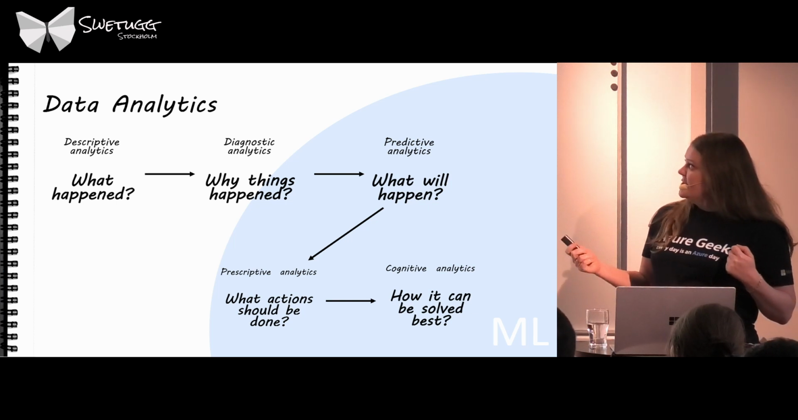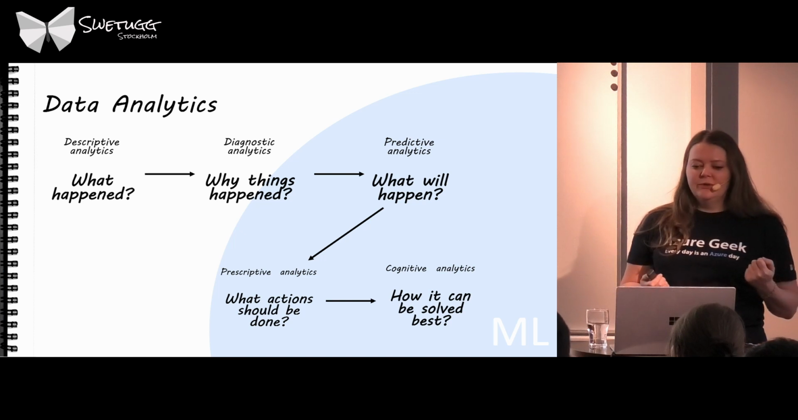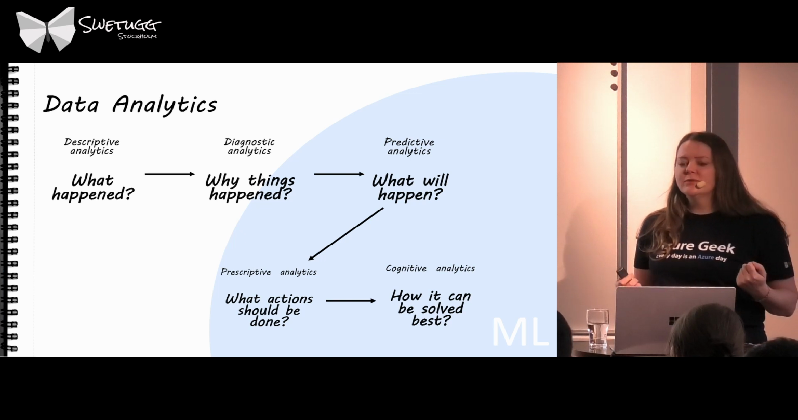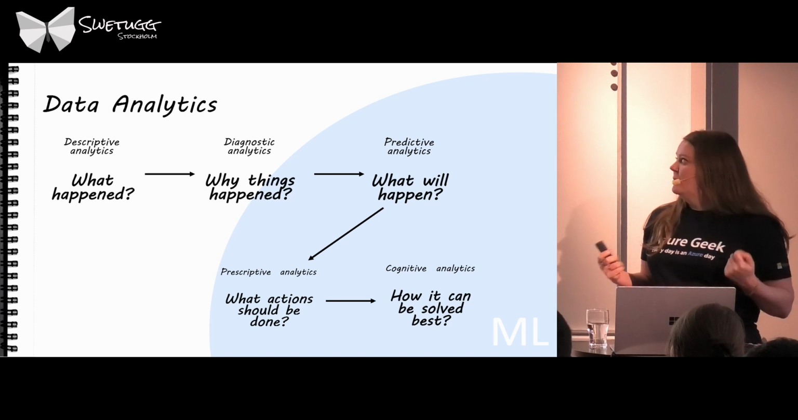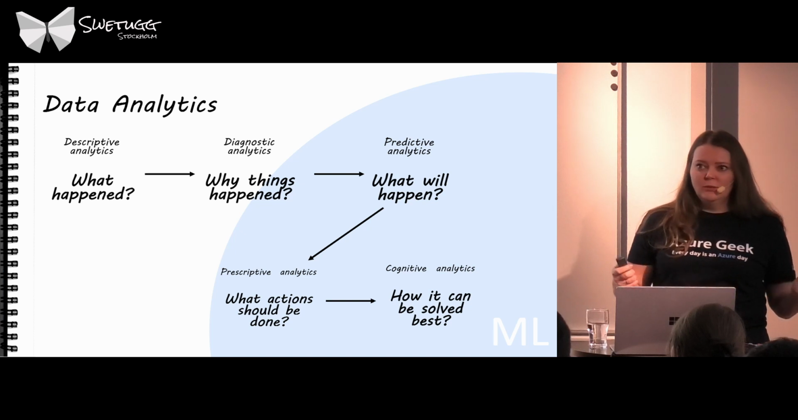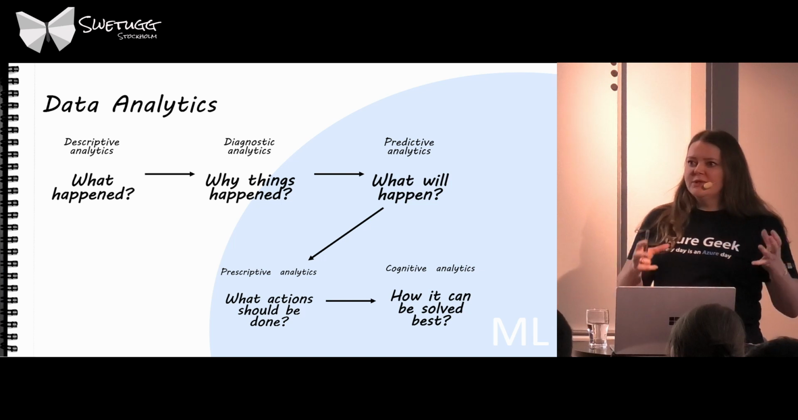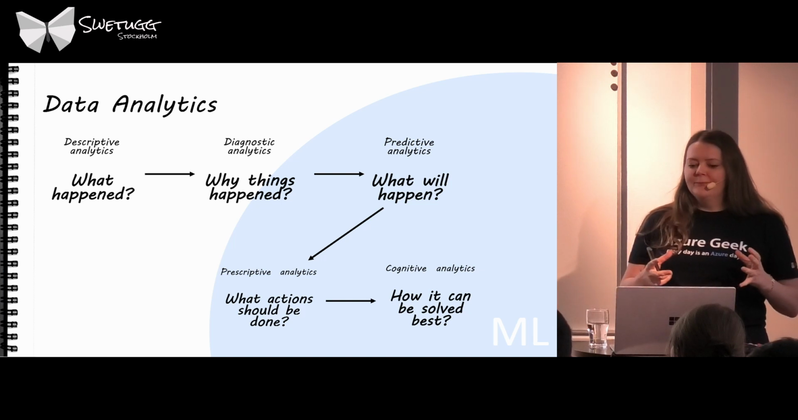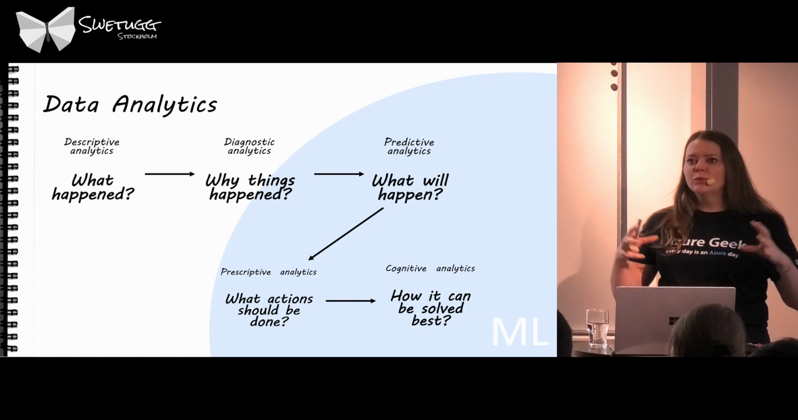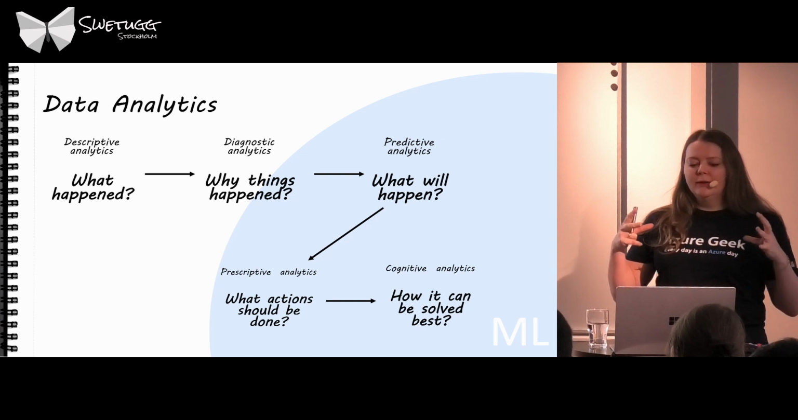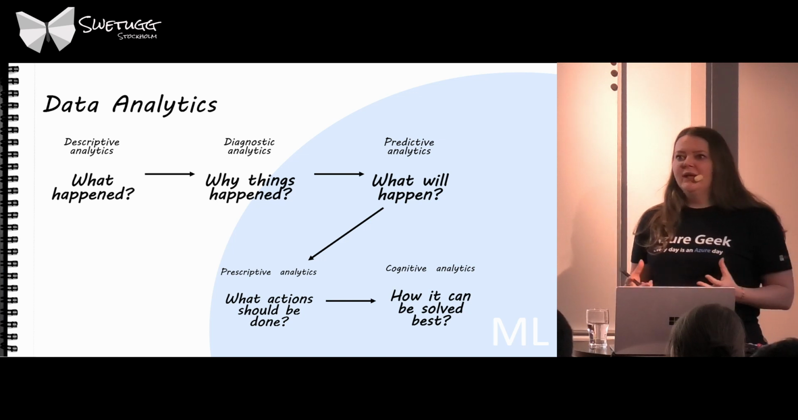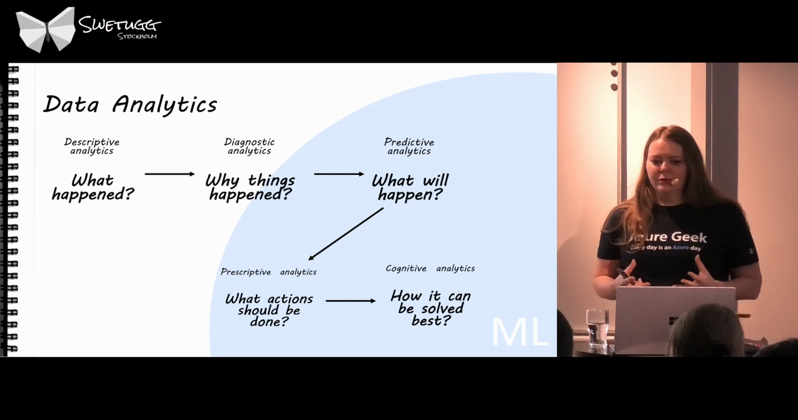First and simplest is descriptive analytics. It can help us to answer the question, what has happened? We gather data, we have historical data, and we summarize, aggregate, and understand what's going on. And we can make decisions about the future.